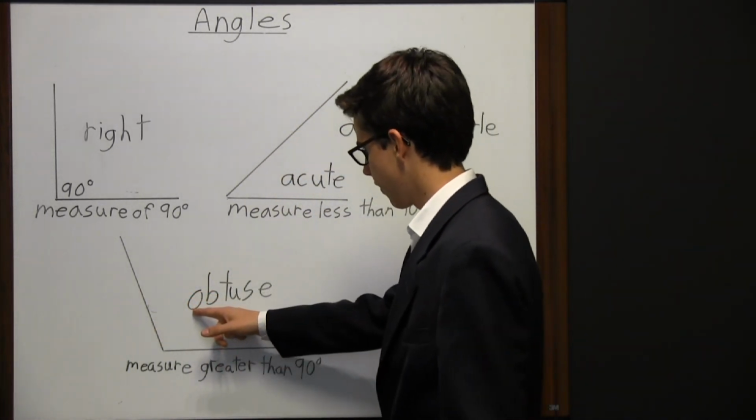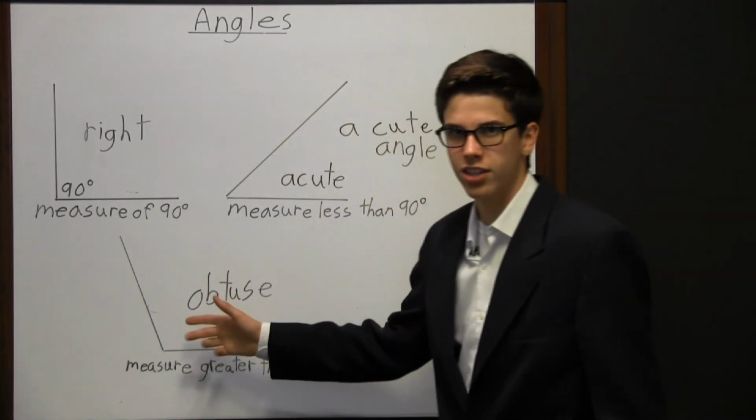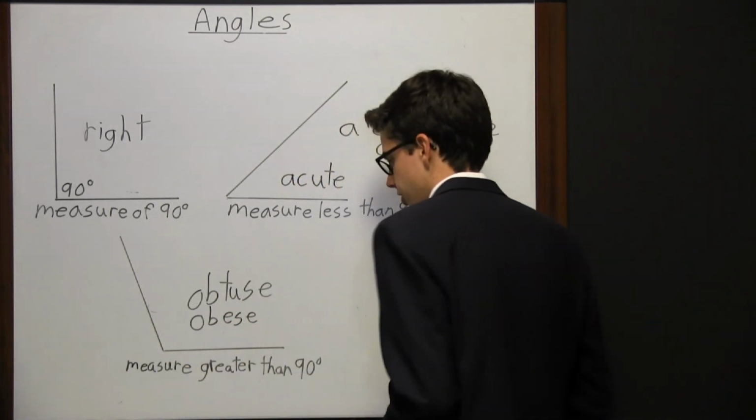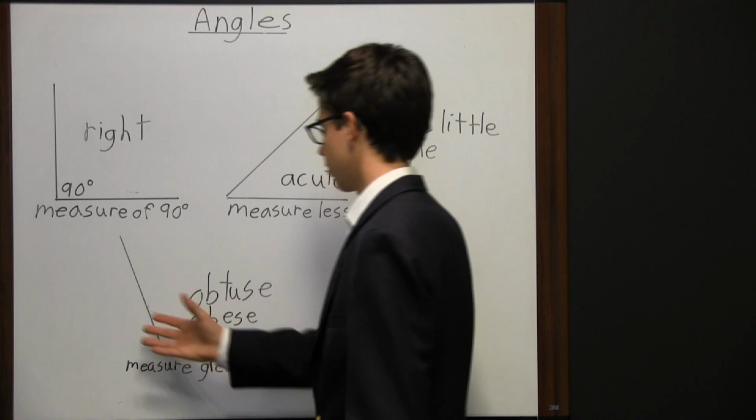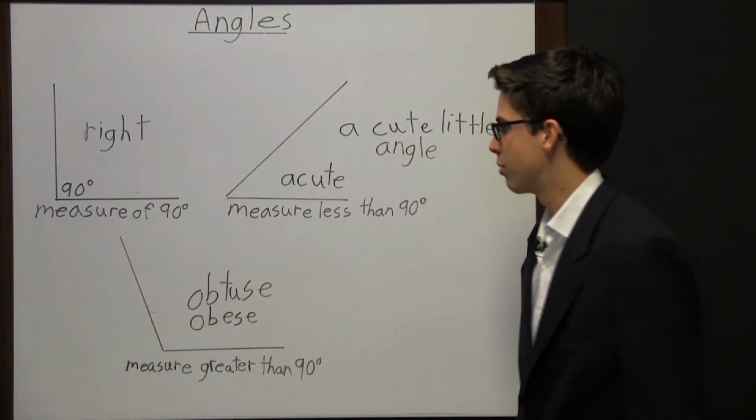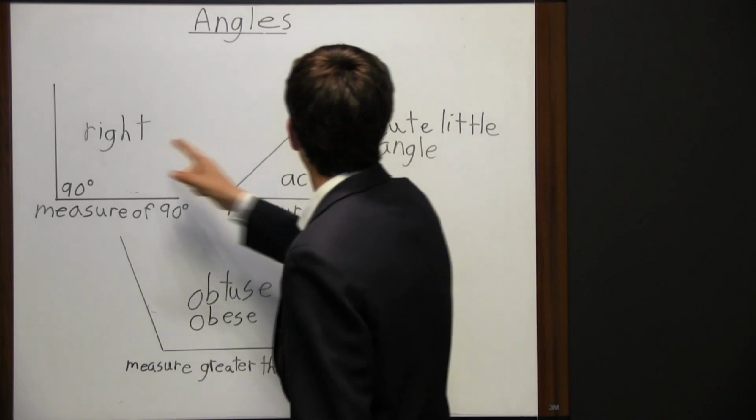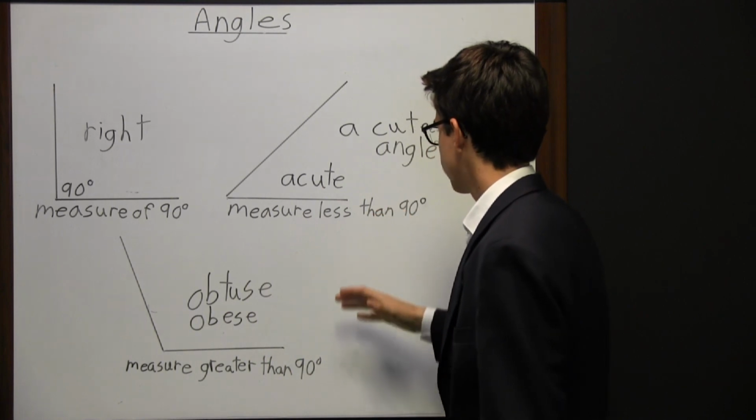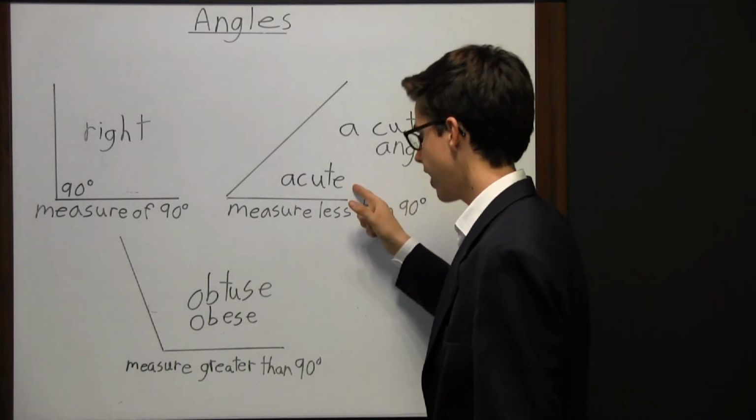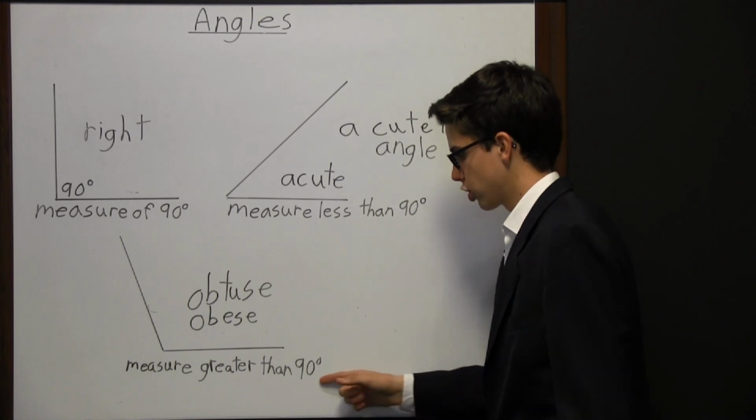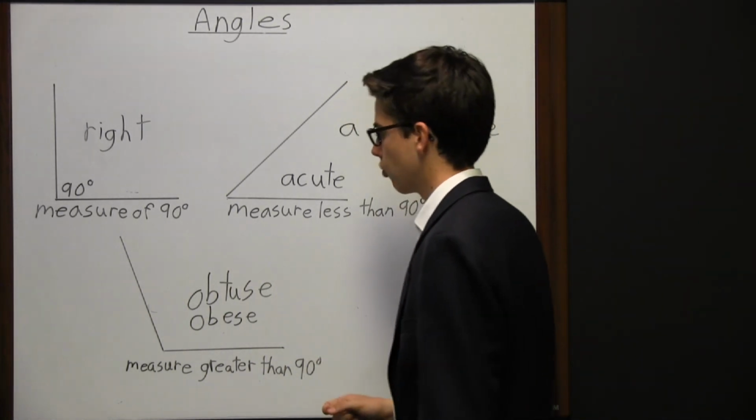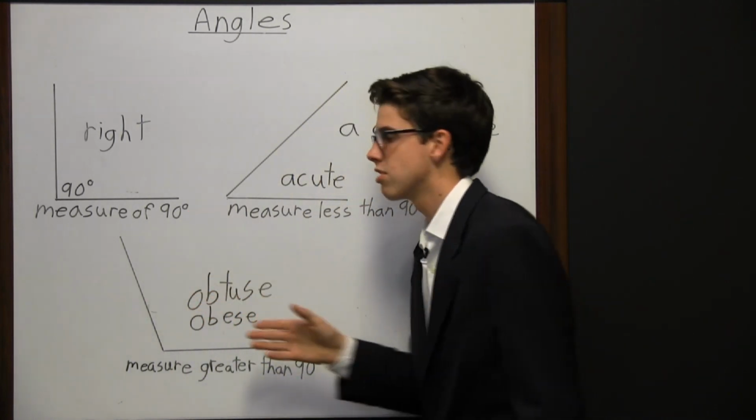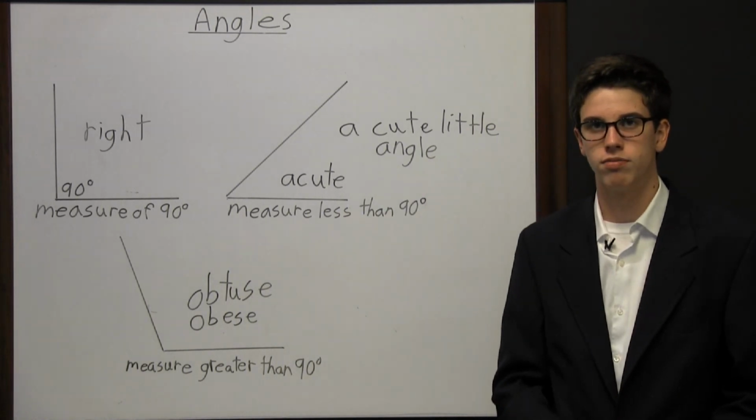Notice that OB in obtuse is also like OB in obese, which means overweight. So you can think about obtuse meaning big or very large. That's another little trick to remember it. Again, the 3 types of angles are right, acute, and obtuse. All angles that measure less than 90 degrees are acute angles. All angles that measure greater than 90 degrees are obtuse angles. And angles that measure exactly 90 degrees are right angles.